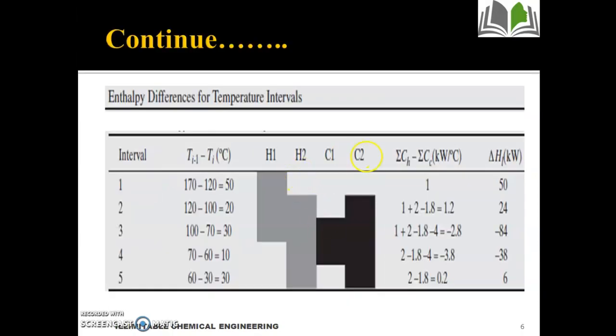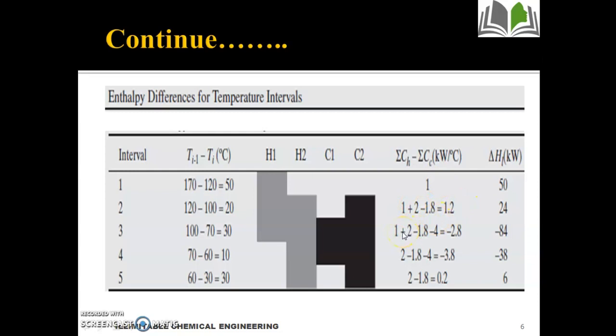This graph is showing the temperature intervals T0 minus T1, T1 minus T2, T2 minus T3, T3 minus T4, and T4 minus T5. That will give you the delta T, and sigma CH minus sigma CC. Now you can see from this gray and black graph which streams you need to include in the specific heat, delta C part. So 1 plus 2 minus 1, up to delta H2 we have seen.